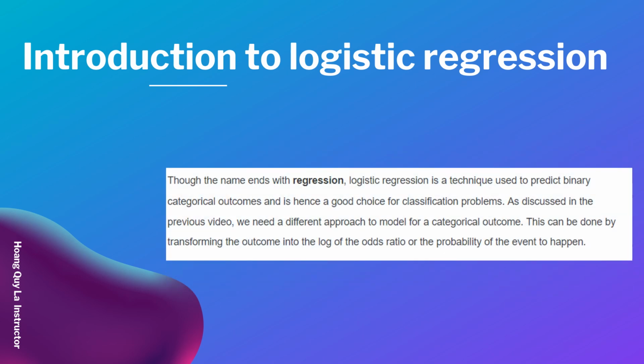As the name suggests, logistic regression is a technique used to predict binary categorical outcomes and is hence a good choice for classification problems. As discussed in the previous video, we need a different approach to model a categorical outcome. This can be done by transforming the outcome into the log of the odds ratio, or probability of the event to happen.